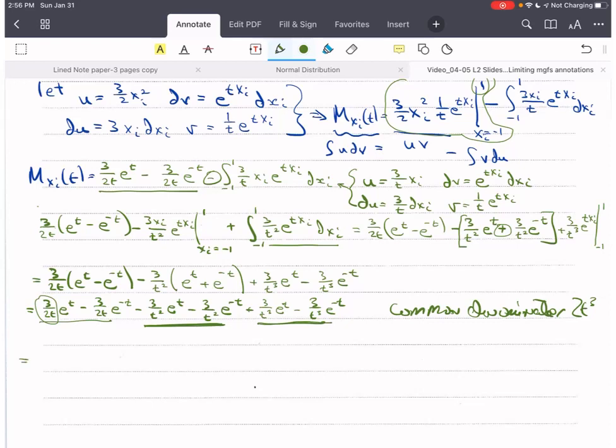So we're going to do that, and that becomes 3t squared over 2t cubed e to the t minus 3t squared over 2t cubed e to the negative t minus 3, let's see, this will be 6.